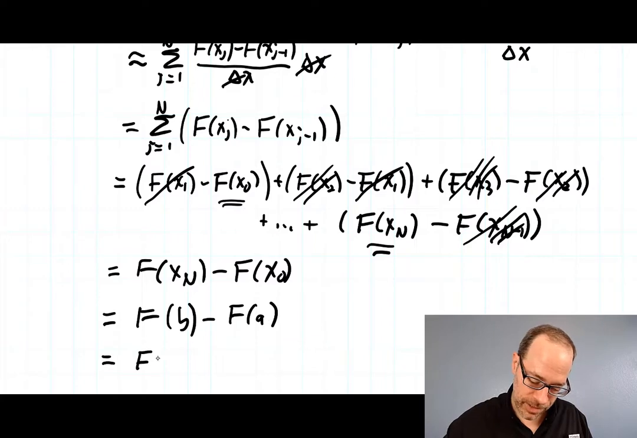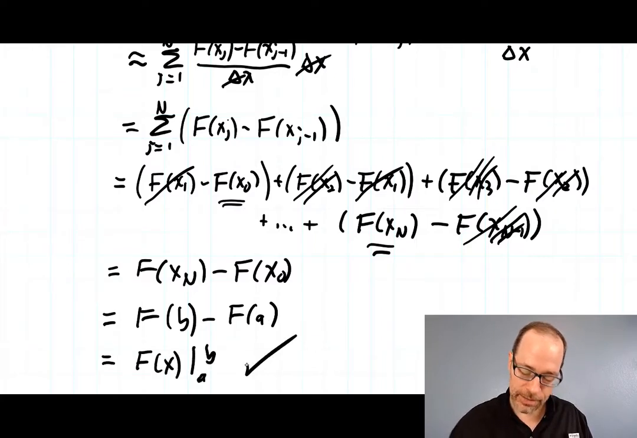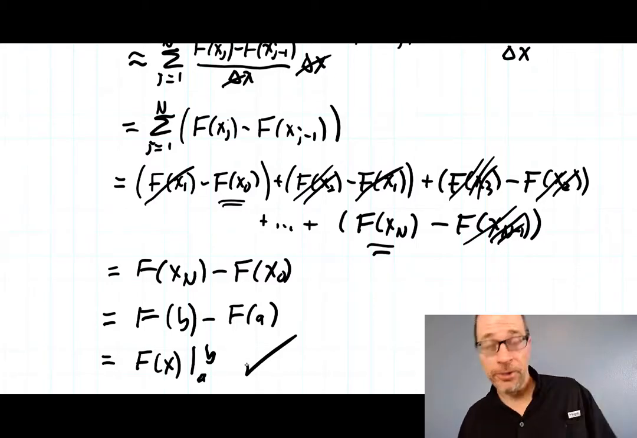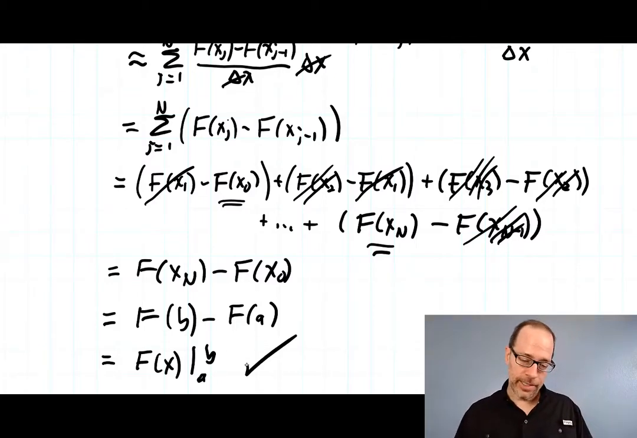And so this is just F of x evaluated from a to b, just as we wanted in the fundamental theorem. And then you have to justify that taking the limits, everything becomes exact, but that's not hard to do. All right, that's why the fundamental theorem of calculus works.